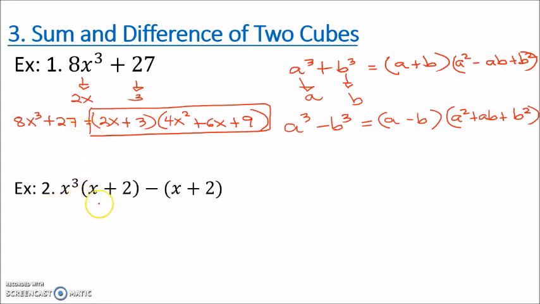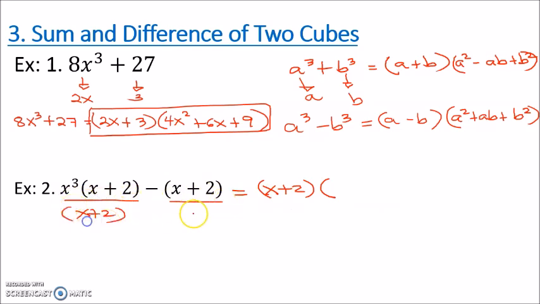X cubed times x plus 2 minus x plus 2. Well, in this example, meron tayong common factor, which is x plus 2. So, extract muna natin yan. Remember, before we apply the different techniques, we really have to check first if there are common factors. Okay, first step dapat yan. So, magiging common factor ang x plus 2. So, ilabas natin yan. And, yung the rest, i-divide natin silang, yung lahat ng terms by x plus 2.